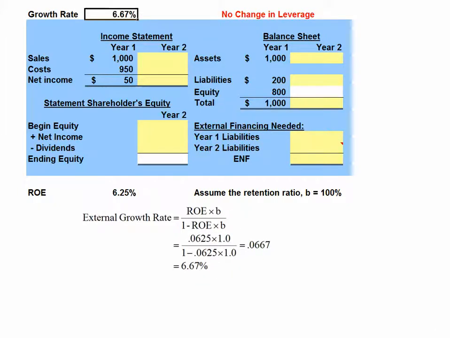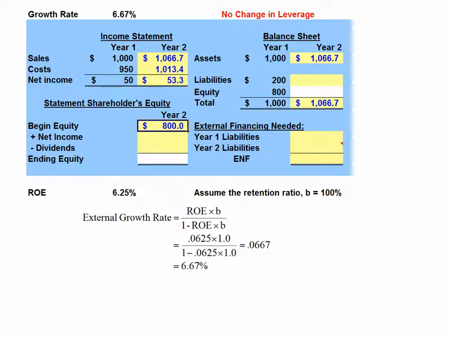So we have a 6.67% growth rate, which means our year 1 income will grow from $1,000 to $1,066.70 in year 2. Our costs will go up to $1,013, and our net income will be $53.53. Since we have a 6.67% increase in sales, we'll also assume our assets have to grow by that same percentage, so they'll grow to $1,066.70, and that'll be the same with our total liabilities and equity.